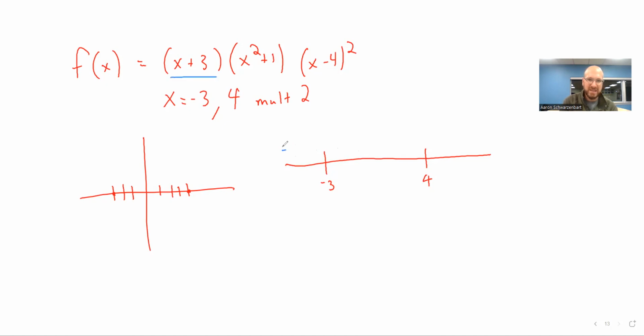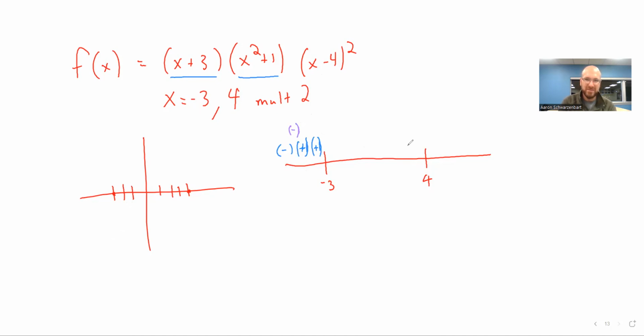-4 plus 3 gives me a negative. -4 squared plus 1 gives me a positive. In fact, anything squared plus 1 will always give me a positive. And -4 minus 4 squared is going to be a negative squared, but that becomes a positive. So 3 negatives, or 1 negative and 2 positives, makes a negative, telling me that my graph is below the x-axis when I am less than -3.